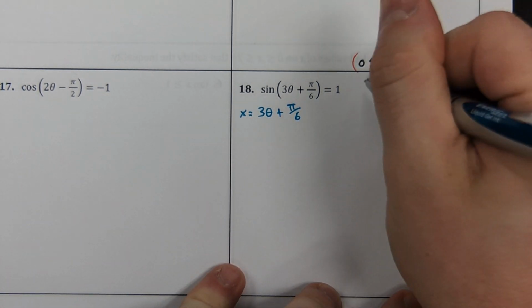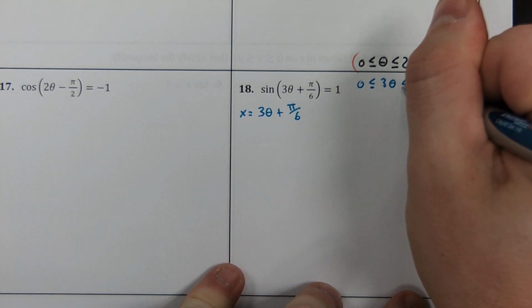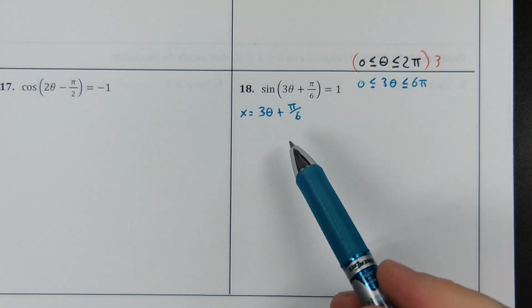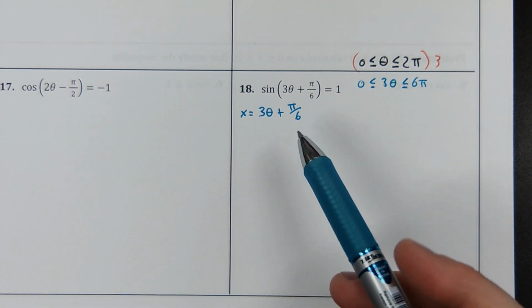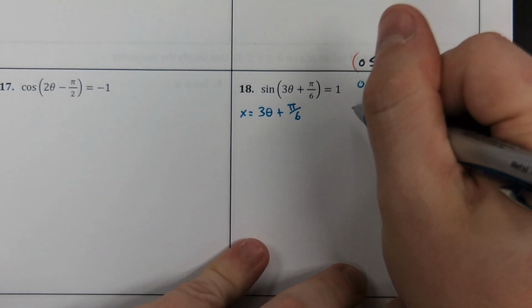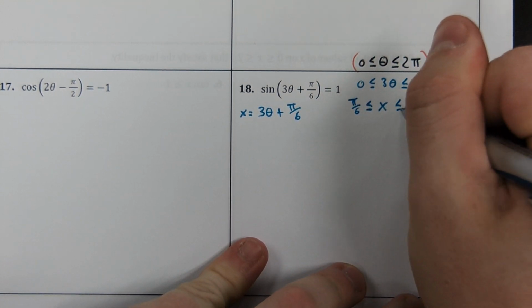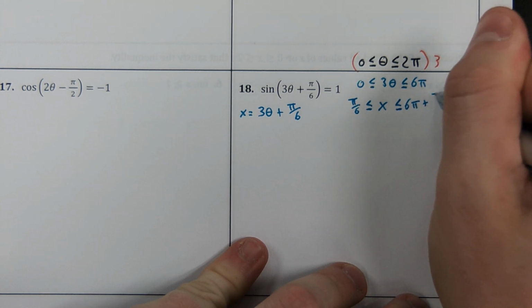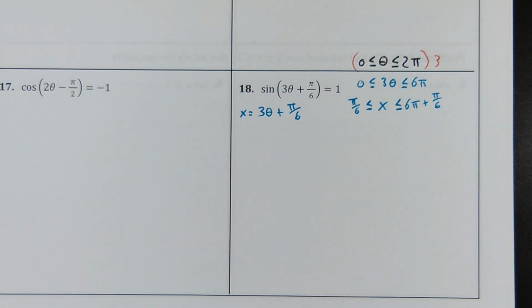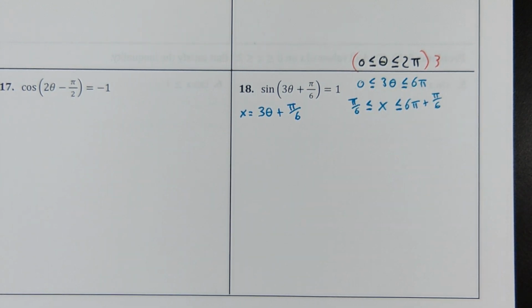Now it says 0 is less than or equal to 3 theta is less than or equal to 6 pi. And I needed to say 3 theta plus pi over 6. So you just add pi over 6 to all three things. So the domain that x is going to operate on will be pi over 6 to 6 pi plus pi over 6. And 3 theta plus pi over 6 is x. So I just saved myself a line since space is at a premium. Okay?